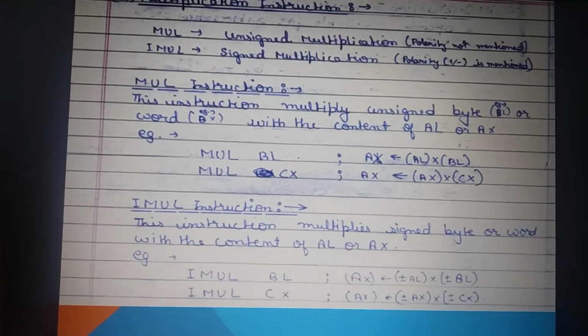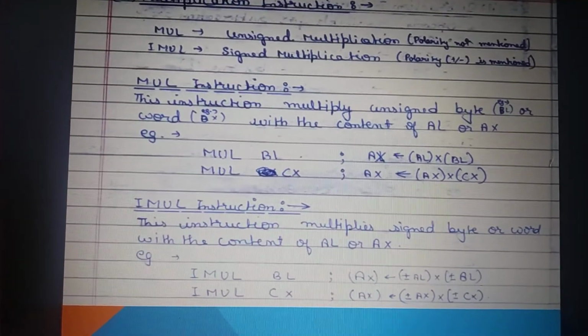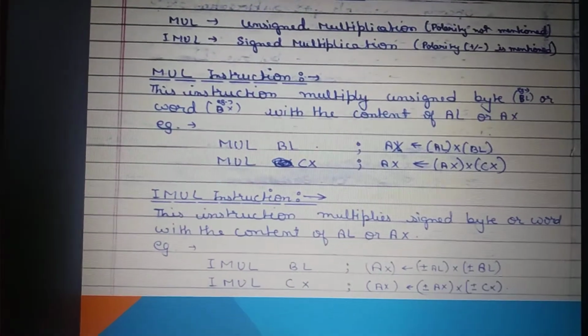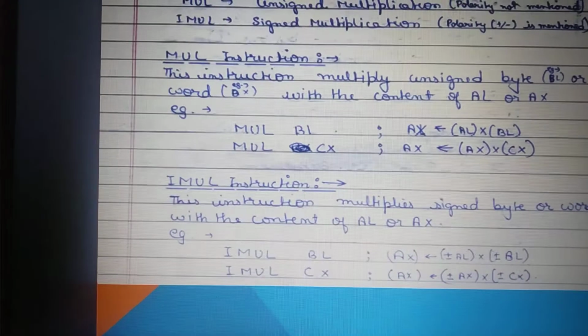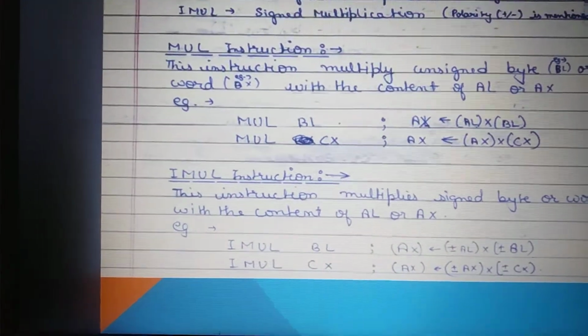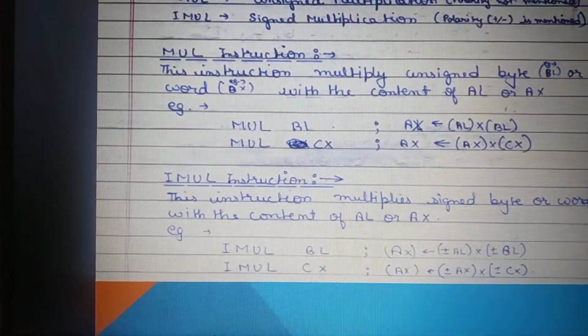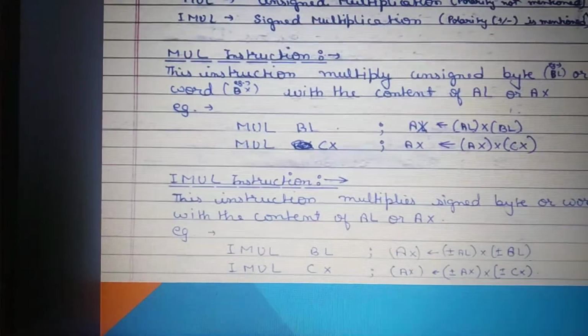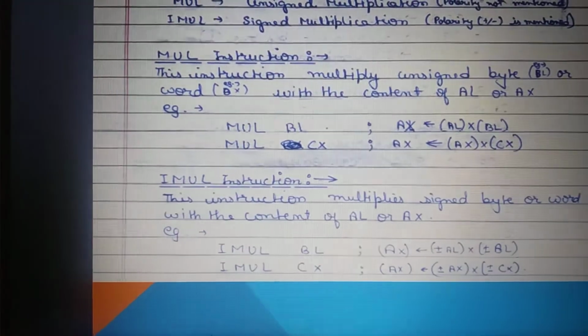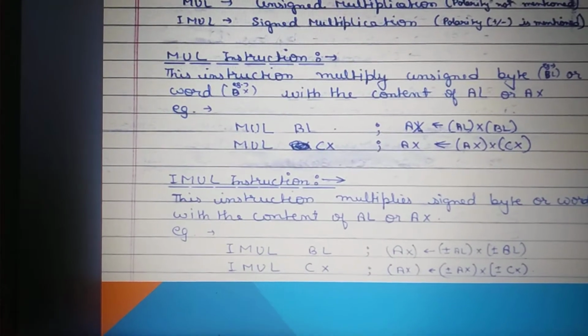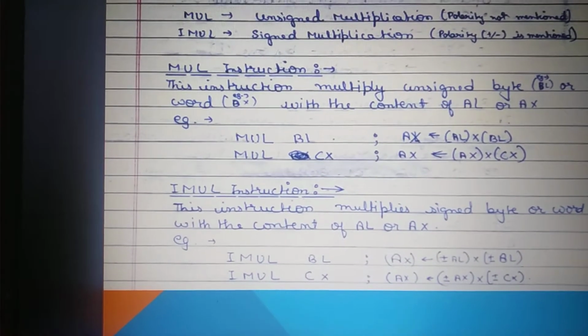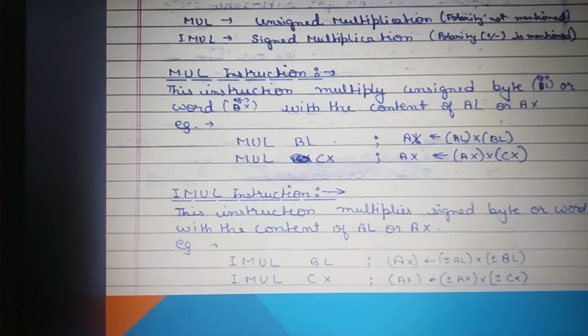So here only one operand is there. The second operand will be AL, corresponding to BL. So AL and BL both are 8-bit registers, and if we multiply both, the result will be 16-bit. So MUL BL instruction result will be 16-bit. So this will be stored in the 16-bit register, that is AX.